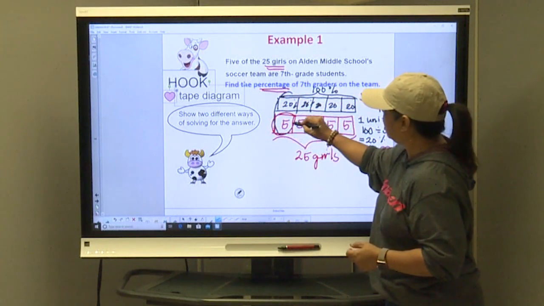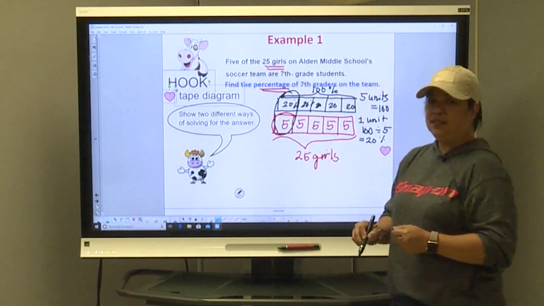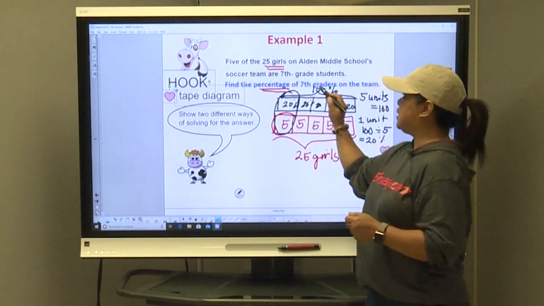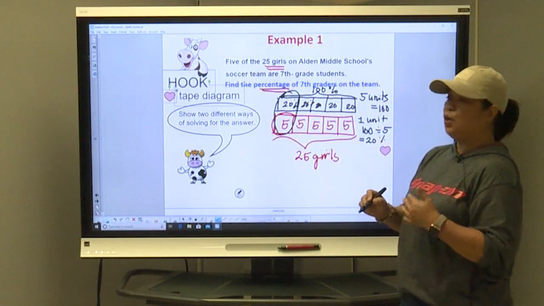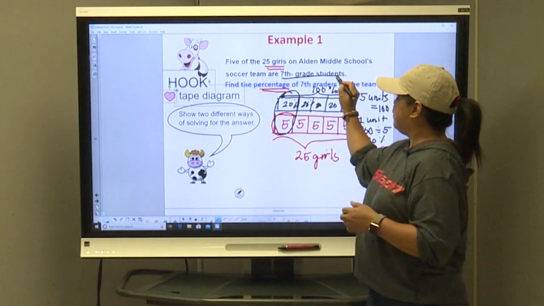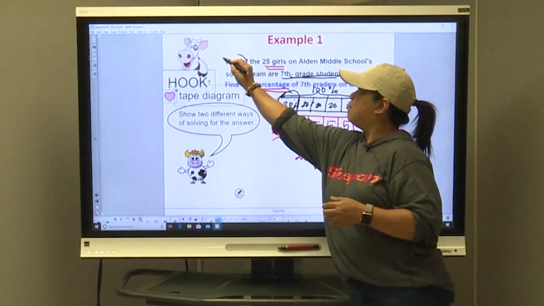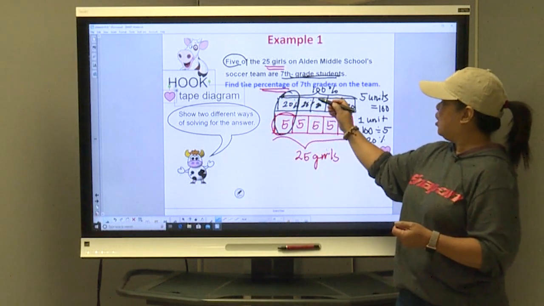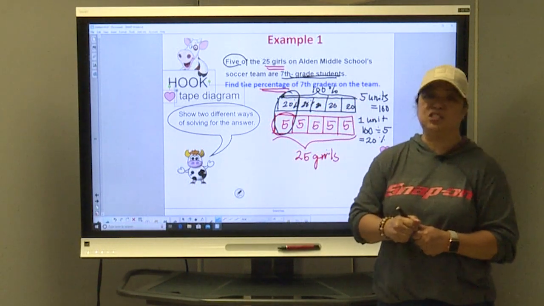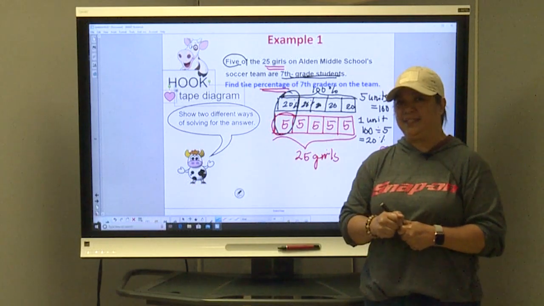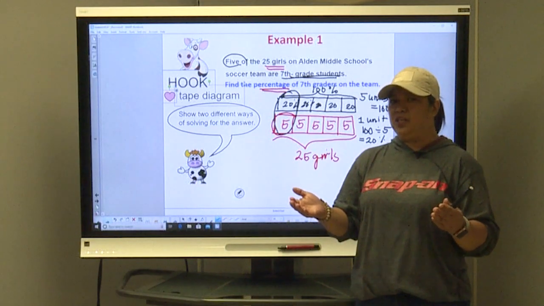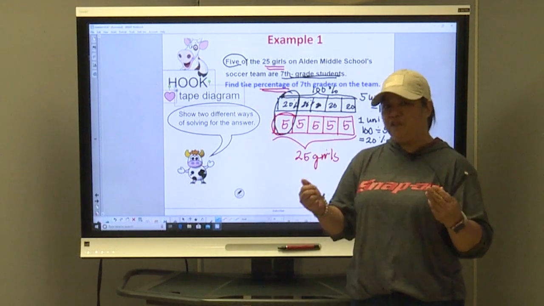So look at our illustration. That 5 girls, 20%. Look at the question. Find the percentage of 7th graders on the team. What did it say? 7th grade students are 5 out of 25. So the percentage of 7th graders on the team is 20%. Okay? What do you think about tape diagram? Do you think that's something you would do confidently?